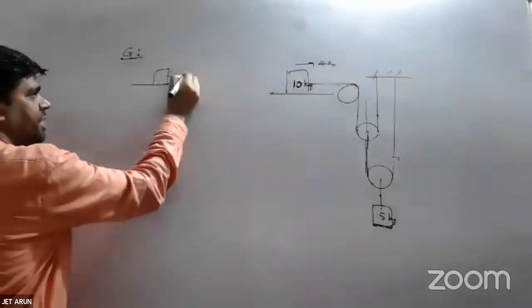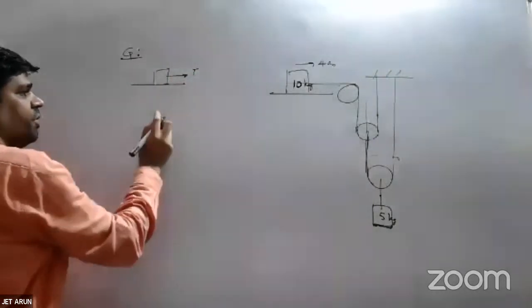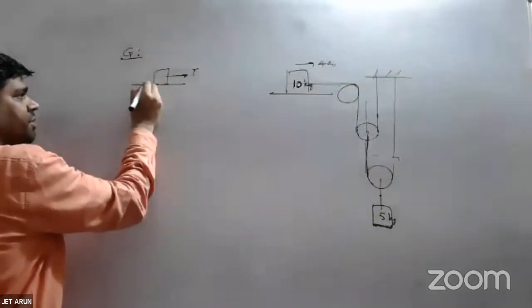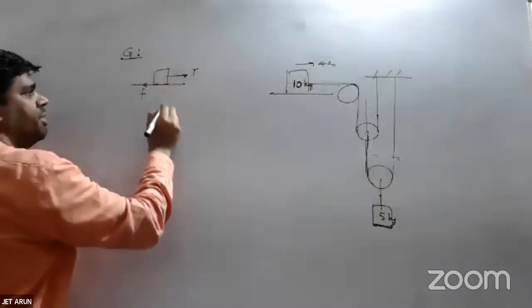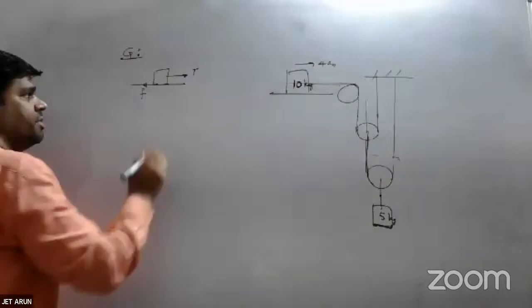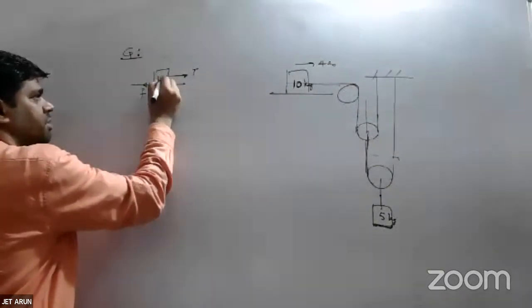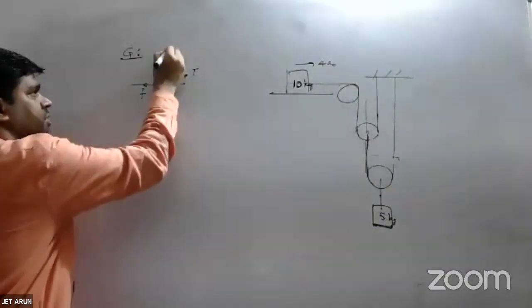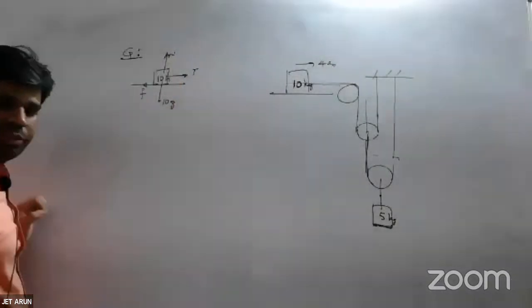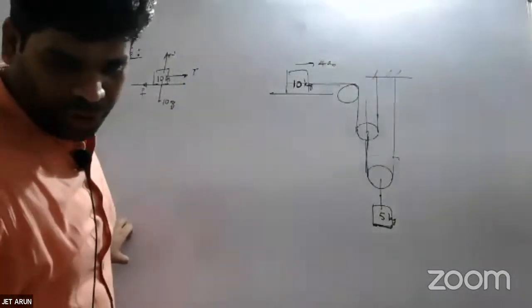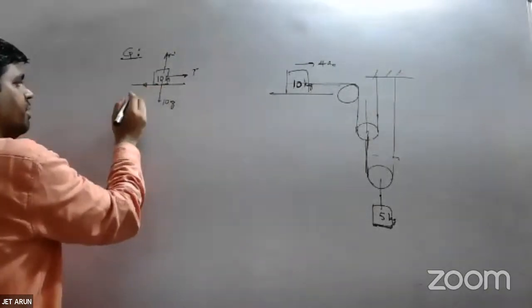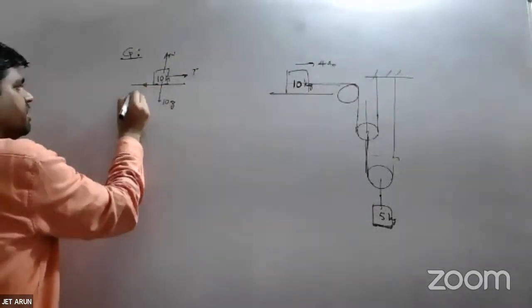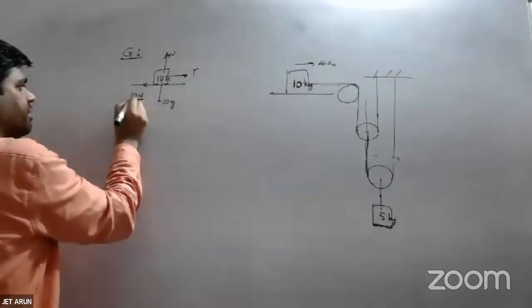For the 10 kg block, tension acts towards right. If I presume it is frictionless, it has a tendency to move towards right, so friction will be towards left. Now let's think about the acceleration later. Now this is 10 kg, so I've got 10g downwards, normal reaction upwards. What is the value of mu? 0.1. So 1 by 10 times 100 is 10 Newton, the limiting value of the friction.